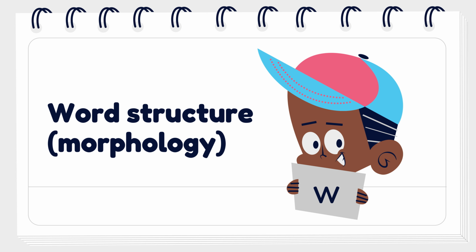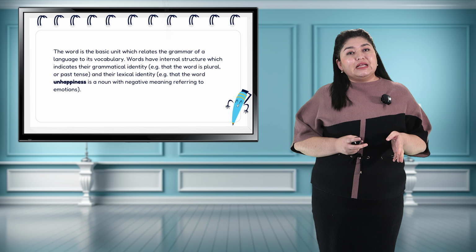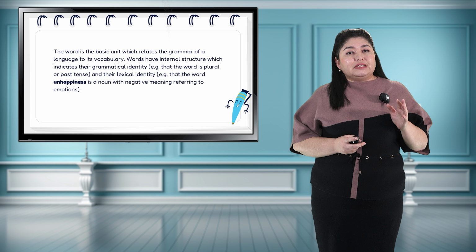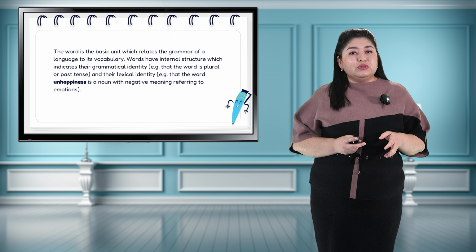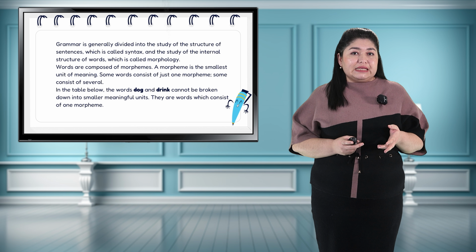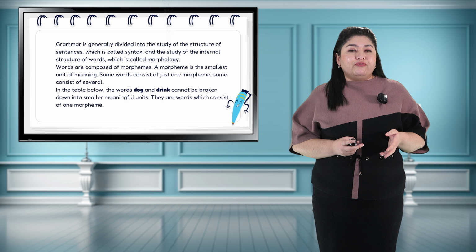First of all, I want to speak about the word. The word is the basic unit which relates the grammar of a language to its vocabulary. Words have internal structure which indicates their grammatical identity and their lexical identity, so the word unhappiness is a noun with negative meaning. Grammar is generally divided into the study of the structure of sentences, which is called syntax, and the study of the internal structure of words, which is called morphology.